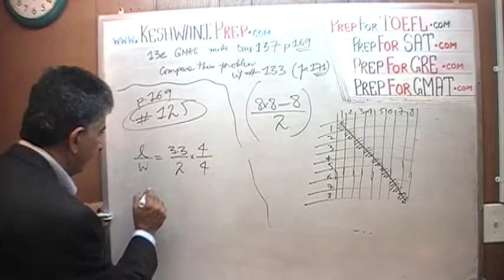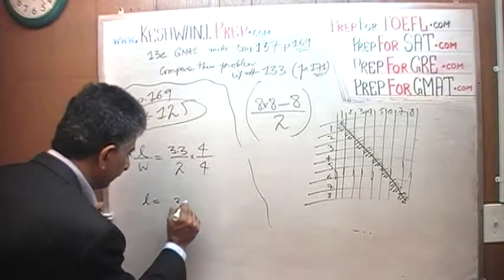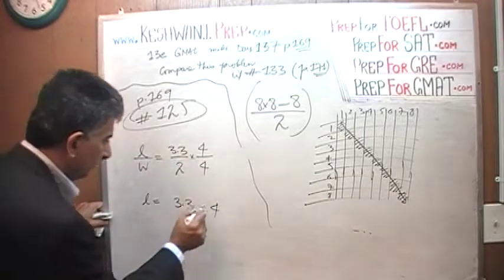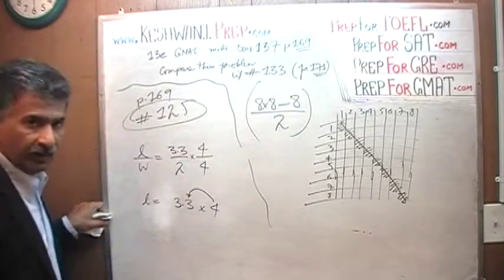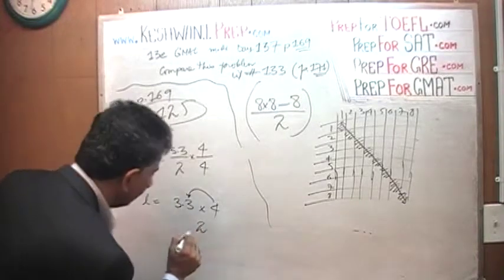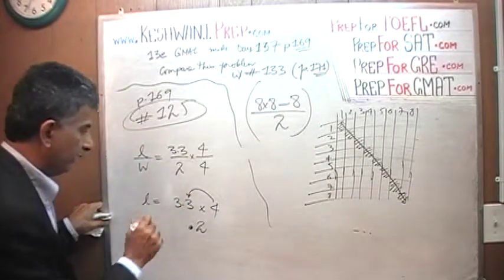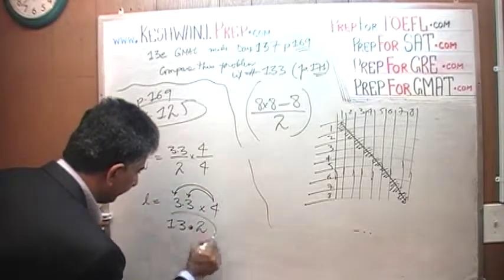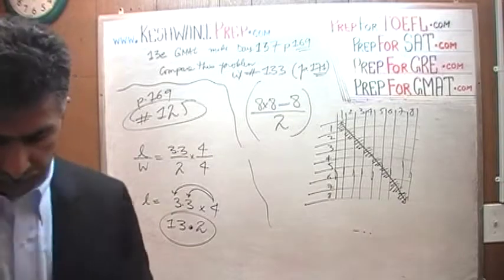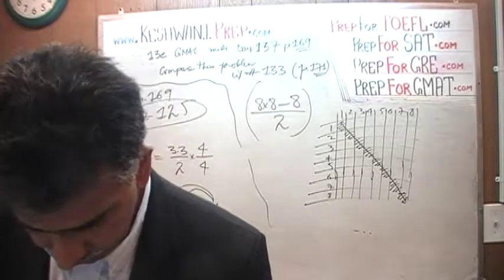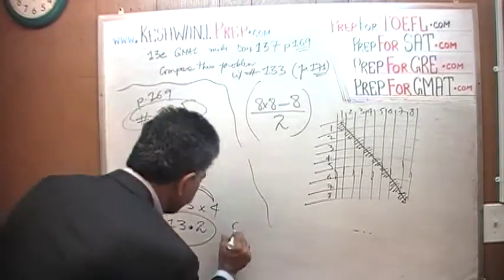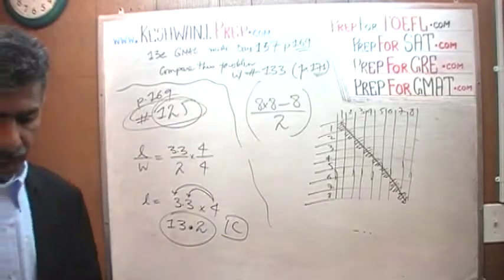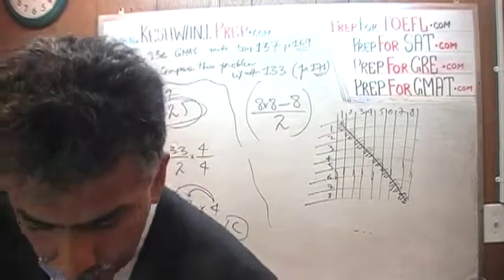The answer is length equals 3.3 times 4. Let's find out what 3.3 times 4 is. 4 times 3 is 12, so that's 2, carry 1, and we have a decimal here, carry 1, and then again 4 times 3 is 12, plus 1 is 13. That's your answer, 13.2. And since they're looking for the approximate answer, I think the answer is C. And that's our number 125.